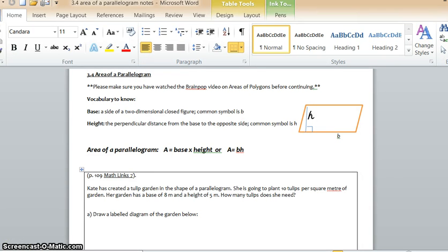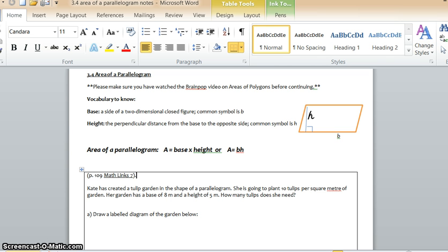This is lesson 3.4, area of a parallelogram. Before you continue, please make sure that you have watched the Brain Pop video on areas of polygons. The reason why I say that is because that Brain Pop video does a very good overview of all of the areas of polygons and how to calculate them. Plus, you can see the relationship between calculating the area of a parallelogram and calculating the area of a rectangle.